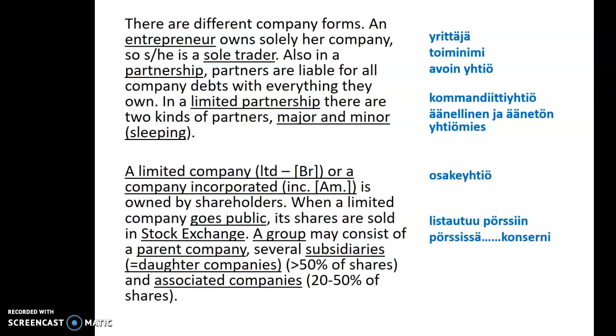A group may consist of a parent company and several subsidiaries or daughter companies and associated companies. We do have the word concern in English as well, but it's rarely used, so I warmly recommend to use the word group and not the word concern.